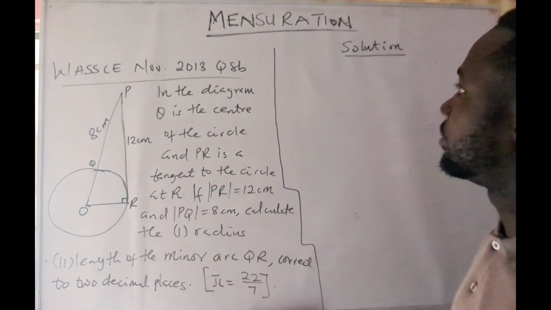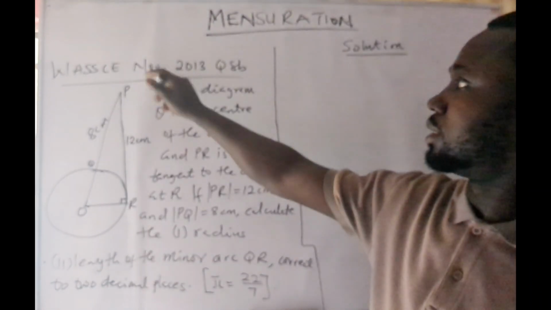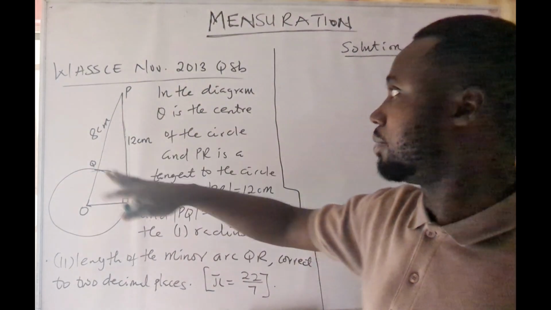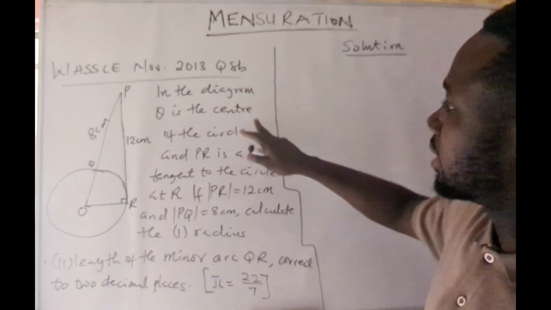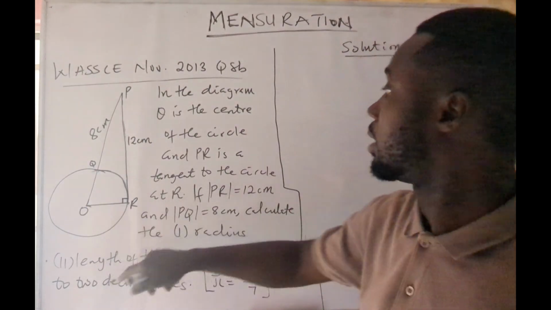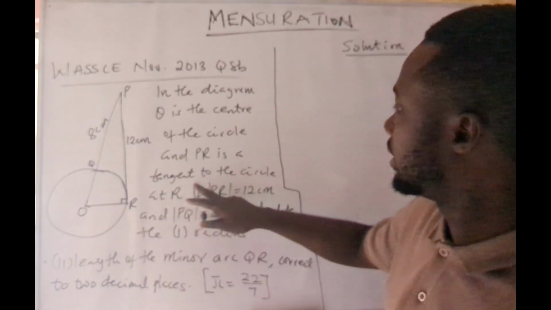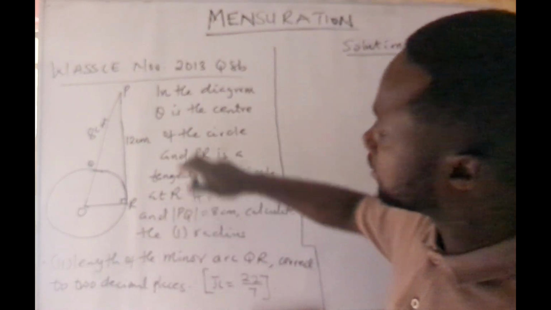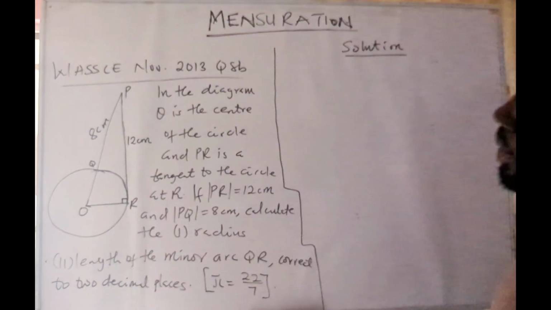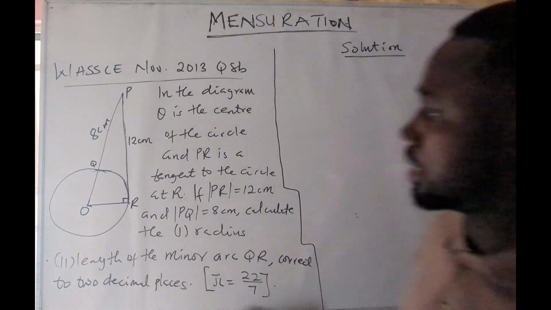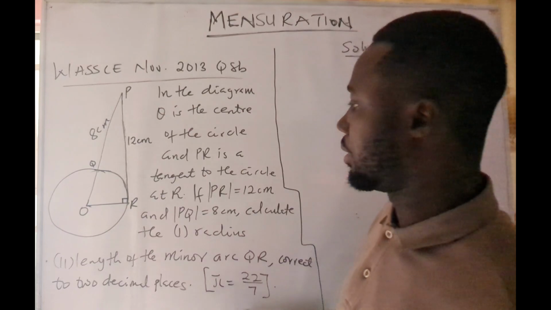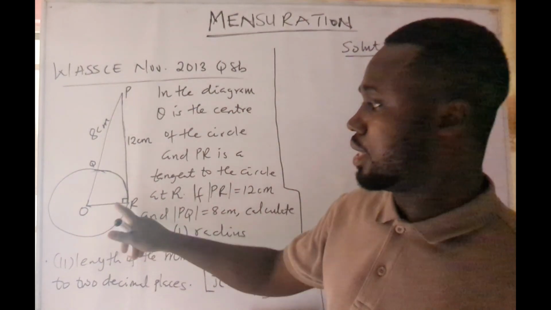Let's look at another question on WASSCE November 2013, question 8b. This is our diagram. In the diagram, O is the center of the circle, and PR is a tangent to the circle at R. So PR, from P to R, is a tangent to the circle at R. A tangent is a line that touches a circle at a point. So it is touching the circle here. And here is 90.